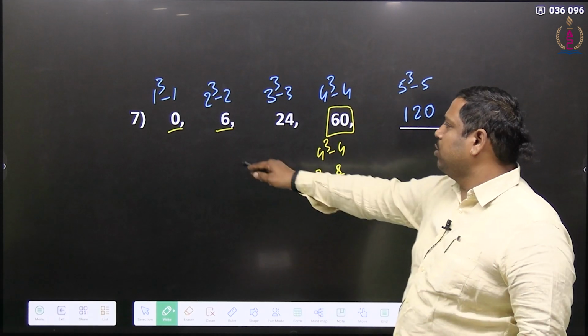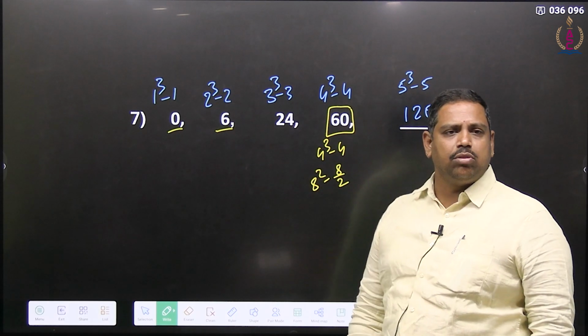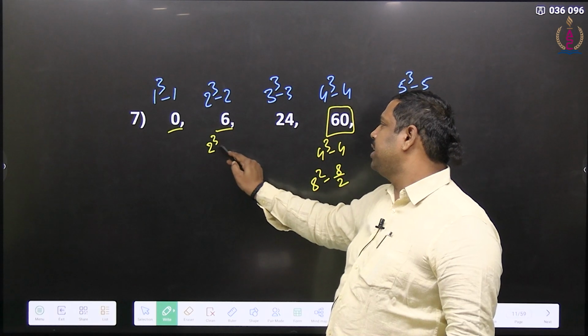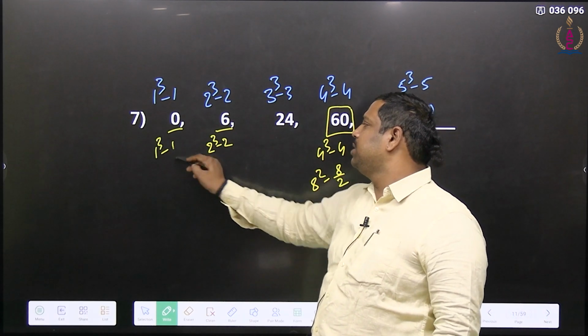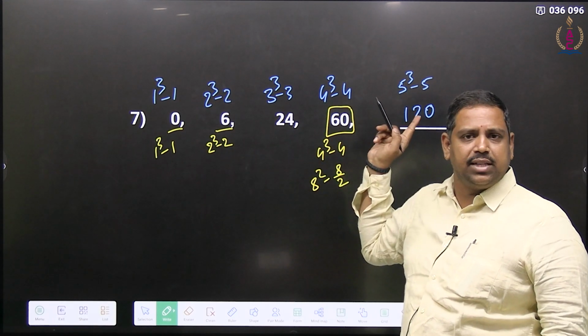So the supporting role for 6 I said, 8 square minus 8 by 2. I have explained this or not? No logic. But I have explained 2 cube minus 2, right or wrong? 0 is also a supporting role. 1 cube minus 1 means whatever logic they proposed, the same they will support, yes or no?